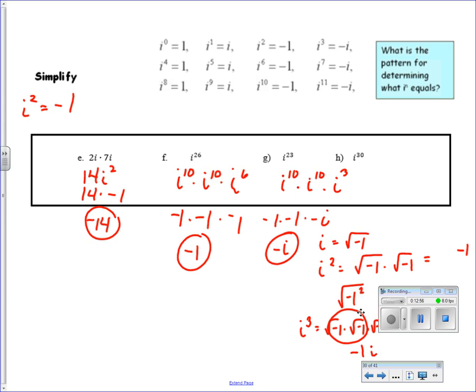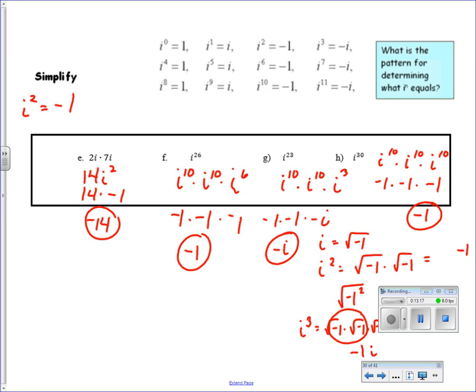It's simplified. And then if I did the 30th, I would just do what I did in number 26, but just do i to the 10th times i to the 10th times i to the 10th. And I'm just going to have -1 times -1 times -1, which is -1. So this is just playing with i's and learning how to simplify.